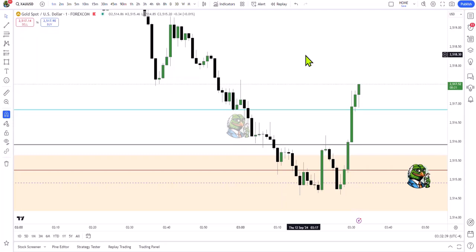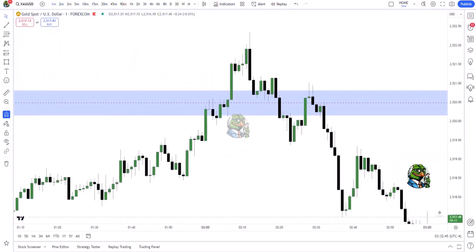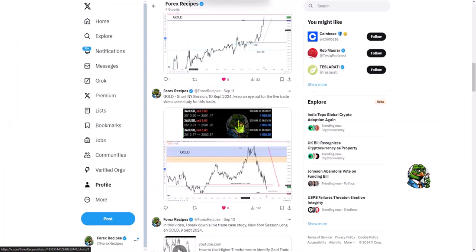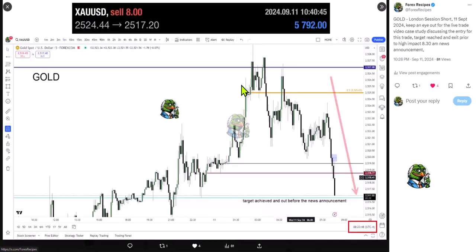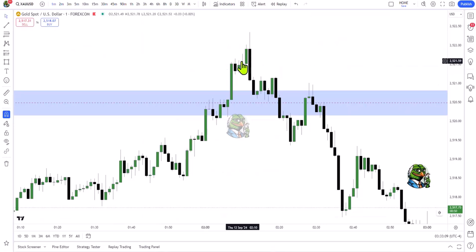Okay, let's go back to this and let's study another example. Again, this is from my London short that I did. Where's this London short? This one. This is the London short that I did yesterday prior to the news announcement. Okay, same setup, 3 up candles. Is that the one? No, this is the one.